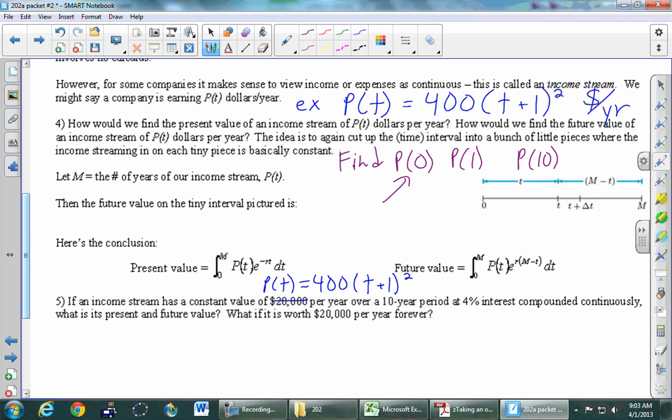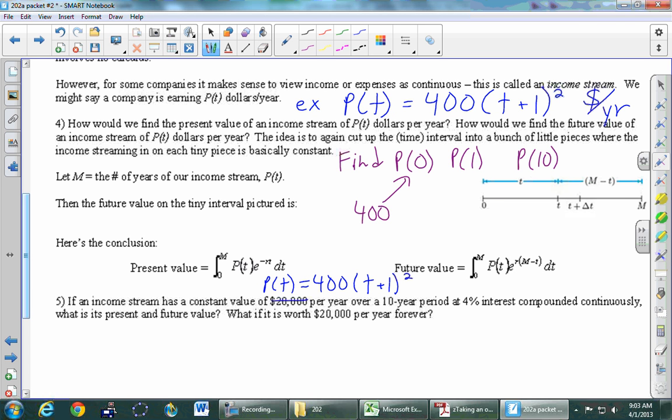So let's just plug in a few numbers to try to get a sense of what that formula represents. If we plug 0 in, what do we get? 400. So imagine that you own some company, and at the start of your company, you open the doors at time 0. Your company is making $400 per year. If you're more ambitious, make it thousands or millions or something like that. But we'll just call it $400 per year, okay?